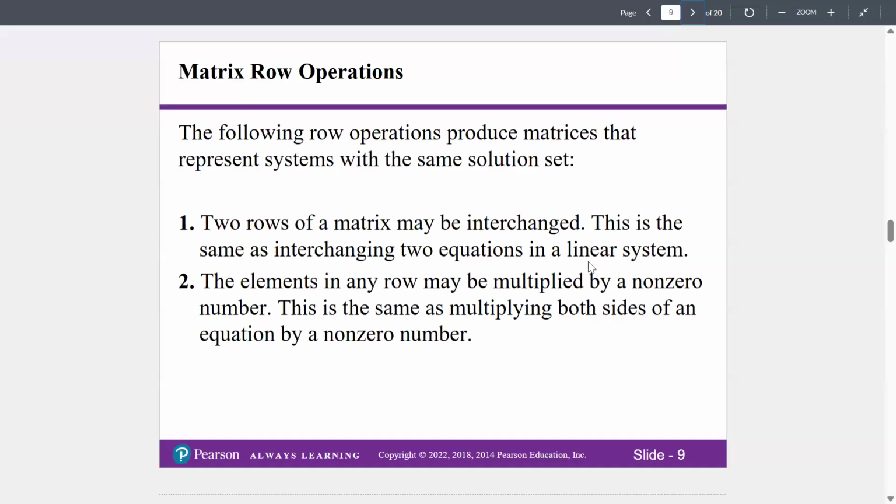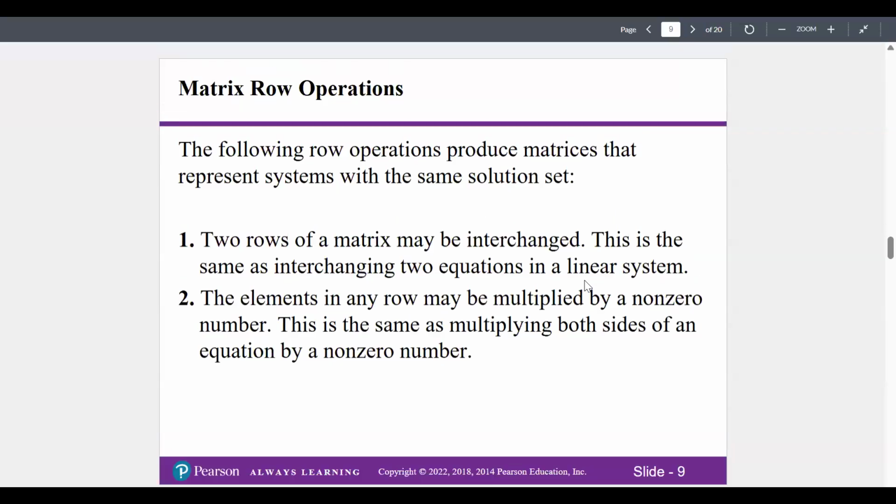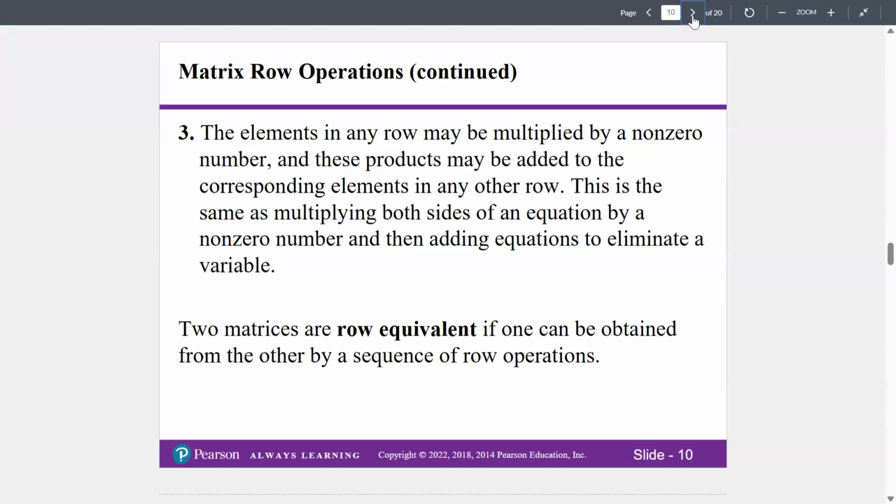The following row operations produce matrices that represent systems with the same solution set. First, 2 rows of a matrix may be interchanged. That is the same as interchanging 2 equations in a linear system, meaning I could just switch the order of my equations. The elements in any row may be multiplied by a non-zero number. This is the same as multiplying both sides of an equation by a non-zero number. And elements of any row may be multiplied by a non-zero number, and these products may be added to corresponding elements in another row.